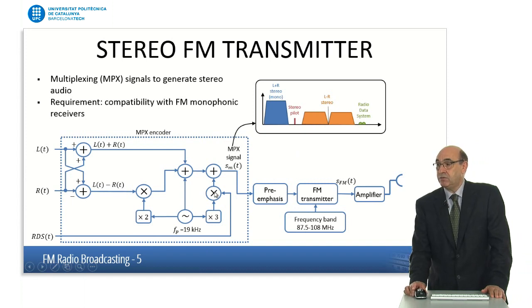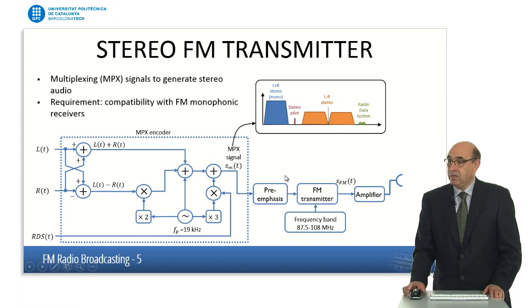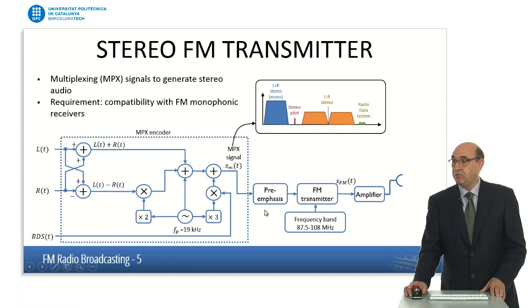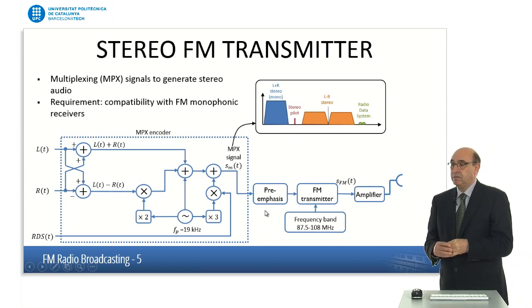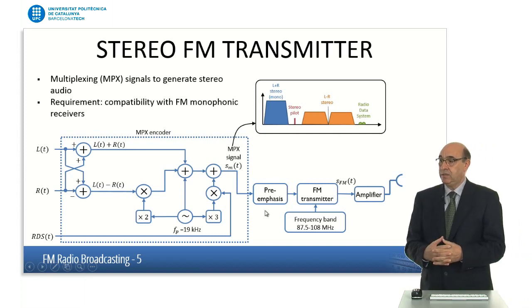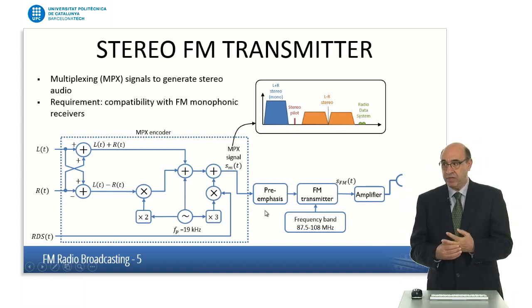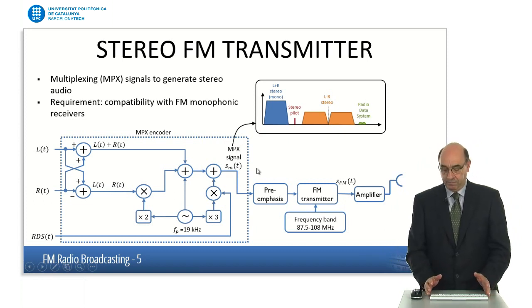The data comes to here and is mixed with this subcarrier, 3 times 19. And we add it to the previous one. And then we send this to the transmitter. But before doing this, there's something interesting to comment on at this time, which is the pre-emphasis. Pre-emphasis is something that is done frequently to take into account possible changes in the signal or effects when it propagates. And here what happens is the following.